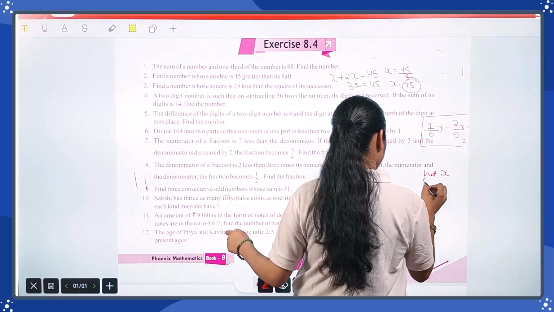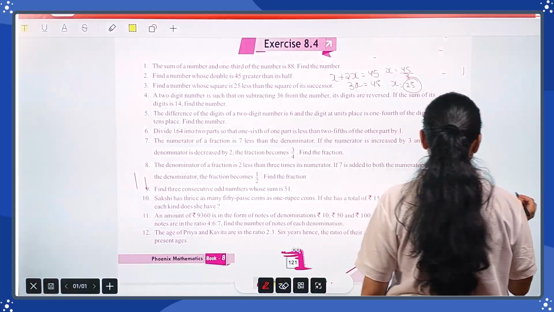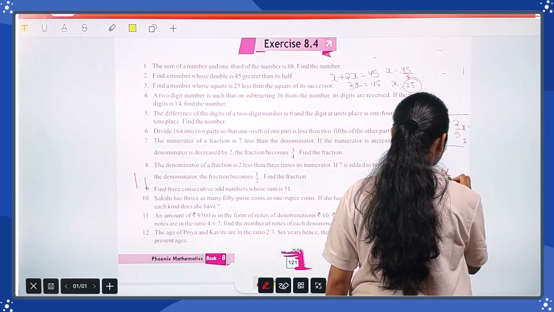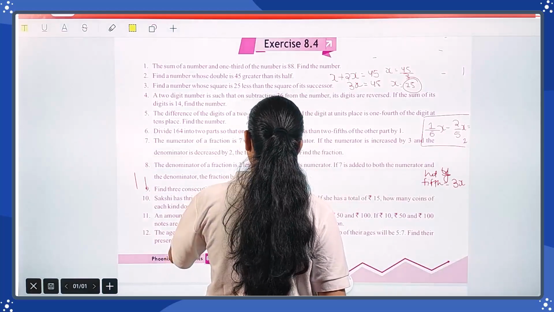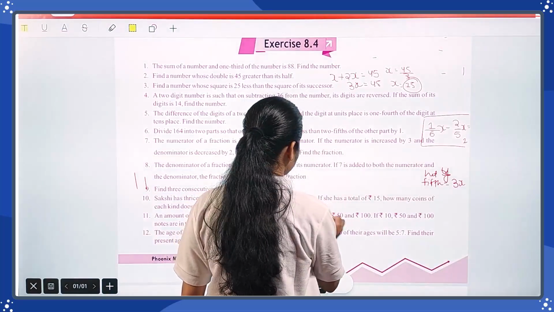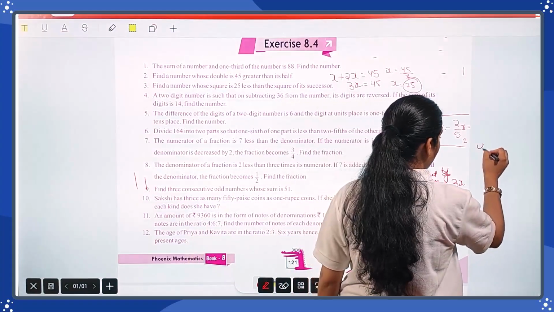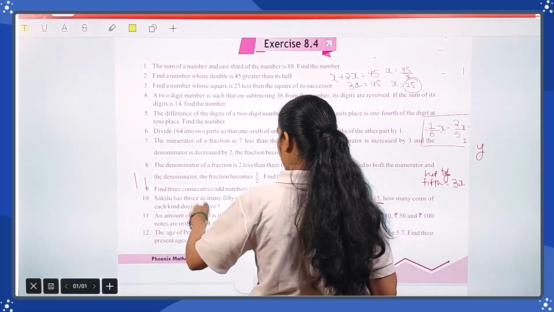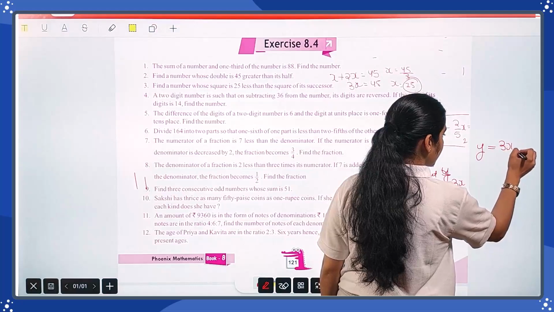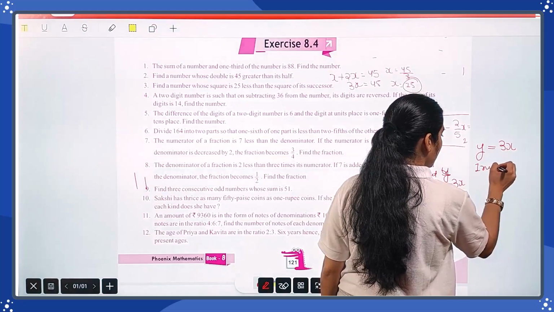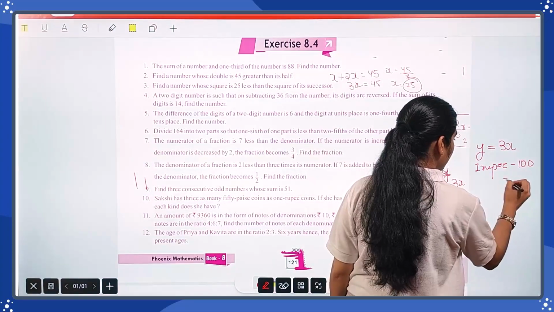50 paise is thrice. So now we take x is equal to, let y, because Sakshi has thrice as many 50 paise coins as 1 rupee coins. If she has a total of 15 rupees. So if I take Sakshi has y coins of 1 rupee and thrice of 50 paise, it means y is equal to 3x. Now 1 rupee is equal to 100 paise and 50 paise is 50 paise already.